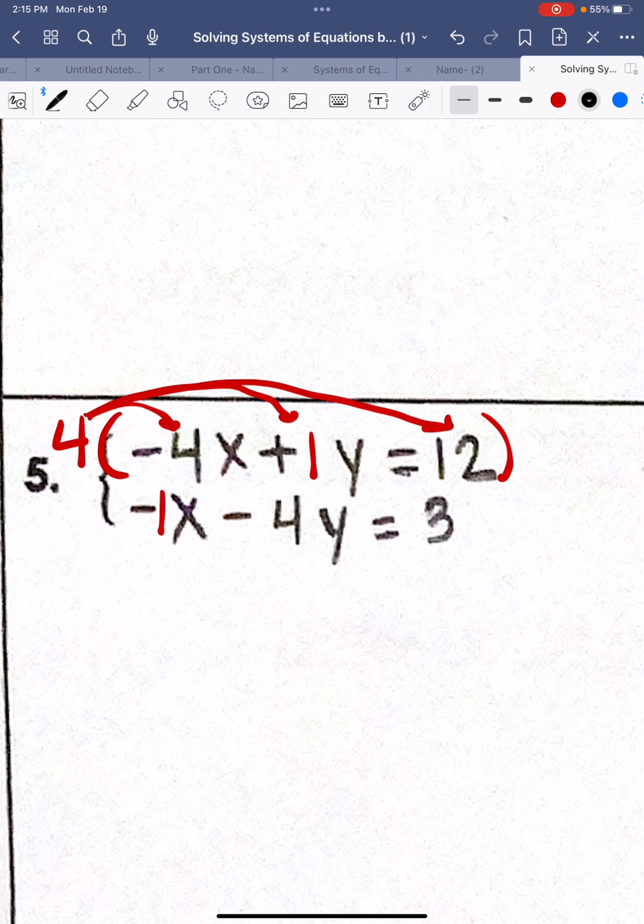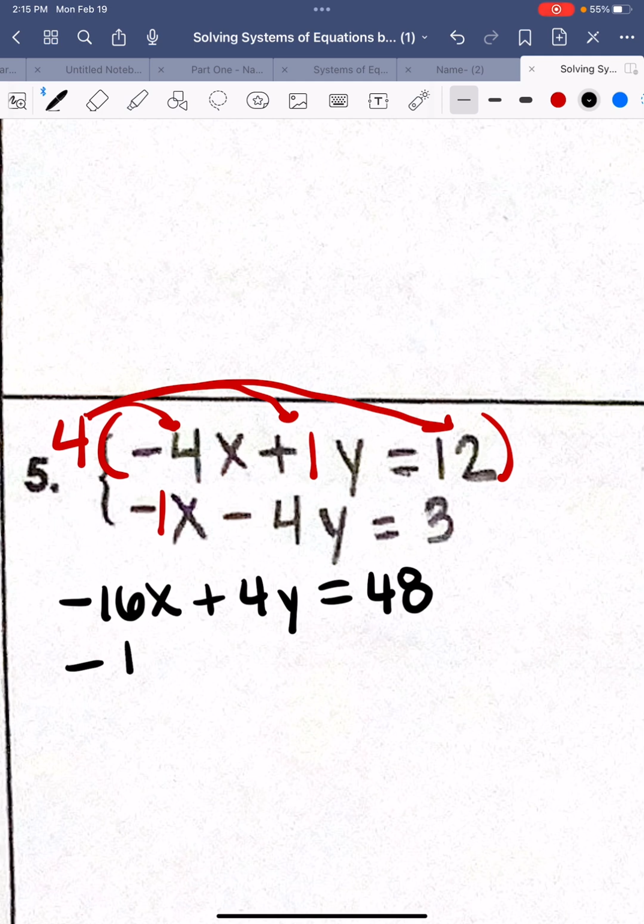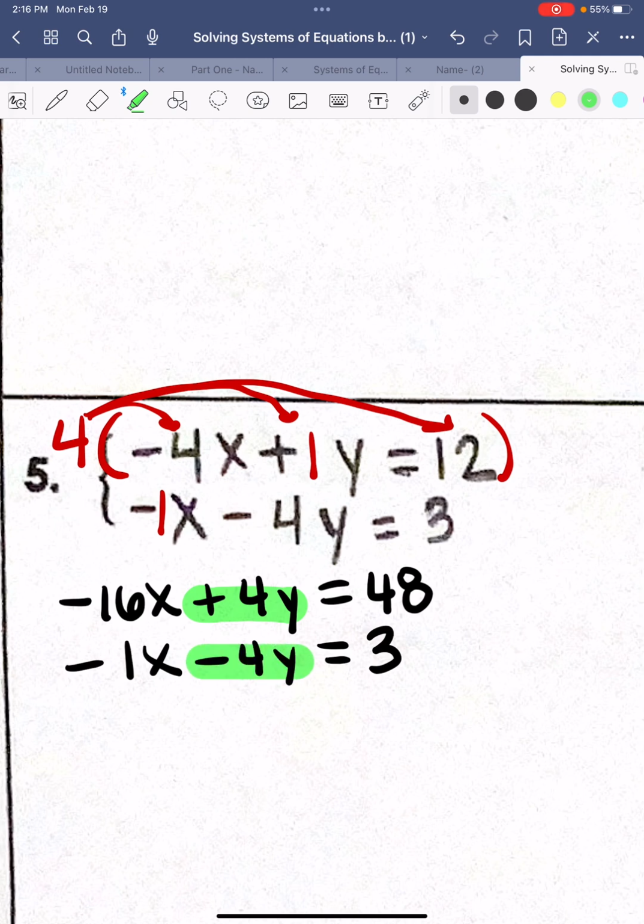So 4 times negative 4x is going to be negative 16x. Positive 4 times positive 1y is going to get us positive 4y. And 4 times 12 is going to be equal to 48. That's the top equation. I didn't do anything to the bottom equation, so I'm just going to go ahead and write it down. Negative 1x minus 4y. Well, looky there. I'm starting to already see opposite signs and same number. And then this is still equal to 3. And because you can physically highlight a positive number and its negative of the same number, I'm ready to draw that plus sign and go.